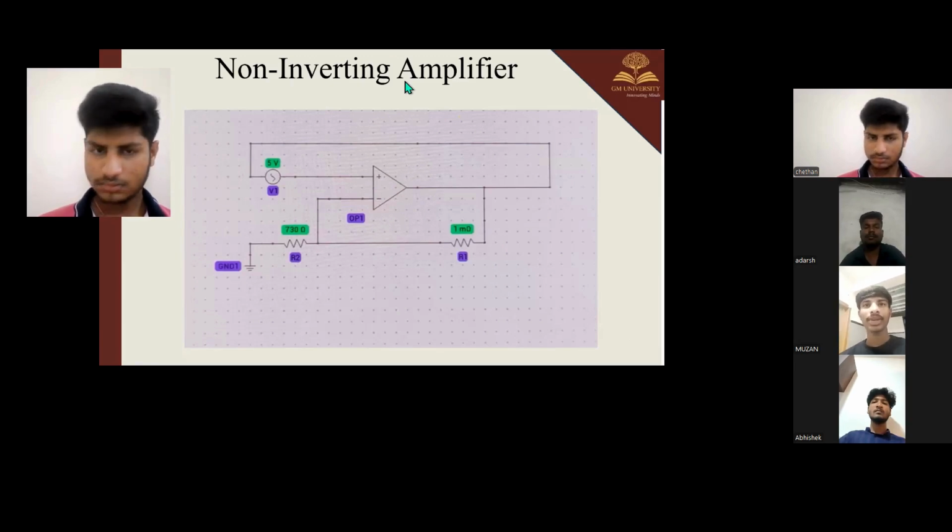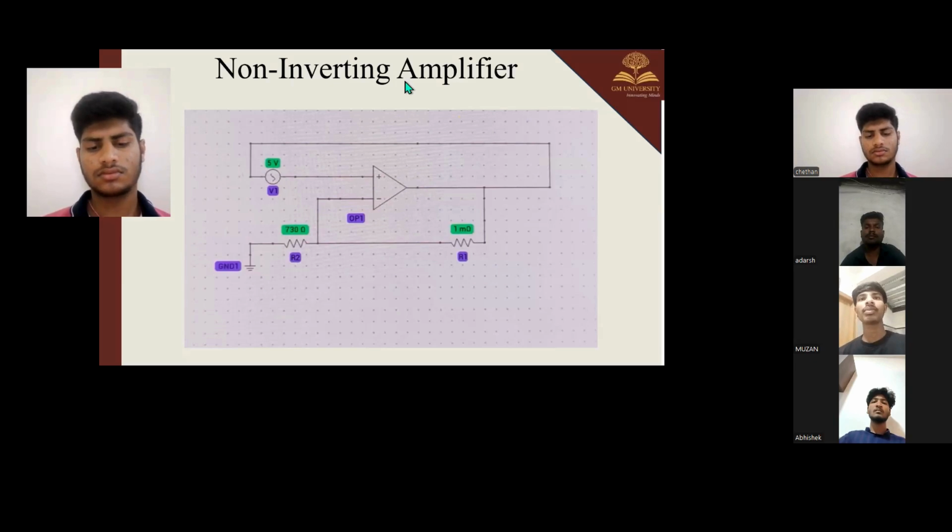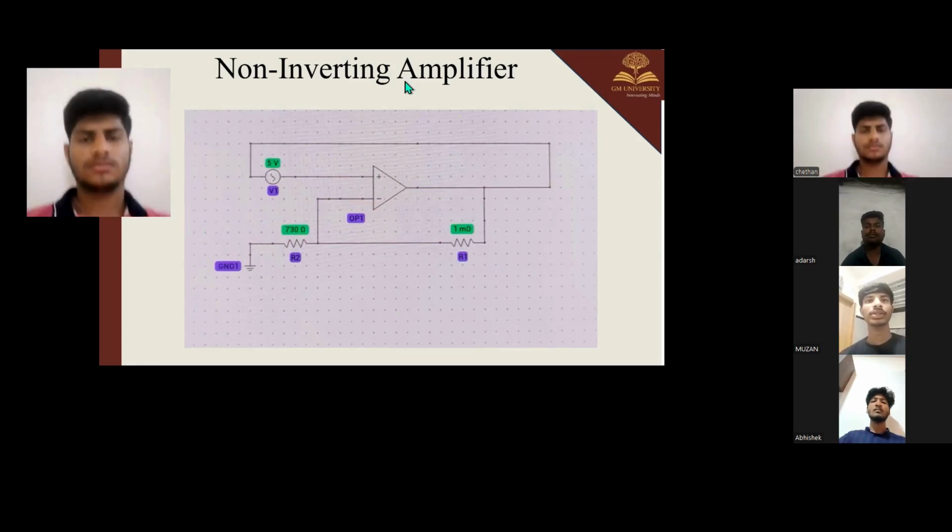Signal applications: the non-inverting amplifier is used in sensor signal amplification, impedance matching, audio amplifiers, and data systems. The input signal is applied to the positive terminal, which means non-inverting: the output signal is in phase with the input, with no 180 degree shift. High input impedance means very small input current, and low output impedance is good for driving loads.